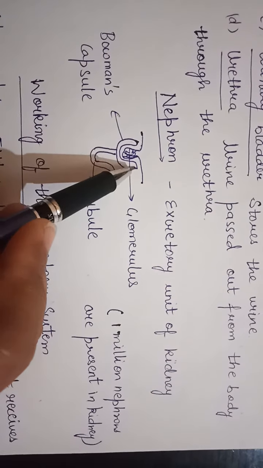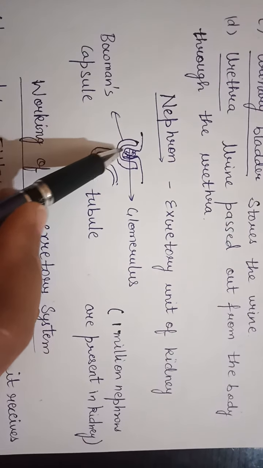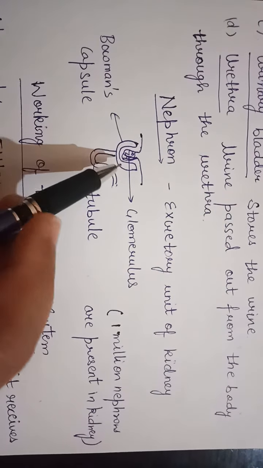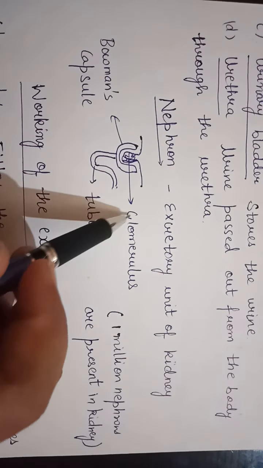And this cup shaped structure is known as the Bowman's capsule. The Bowman's capsule is attached to the tubule. So this is the structure of the nephron.